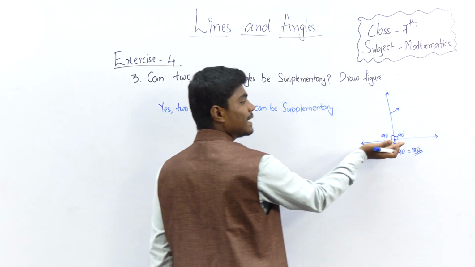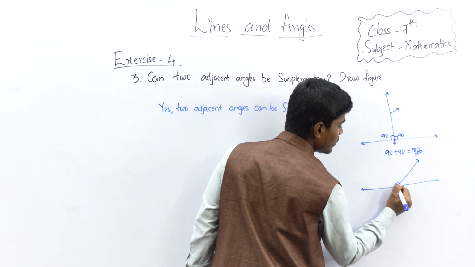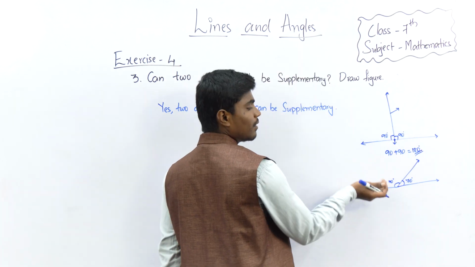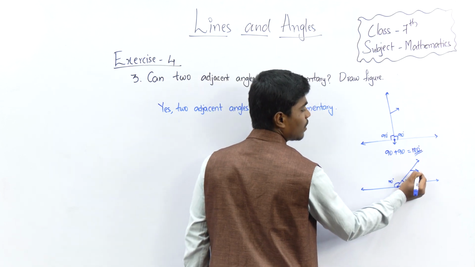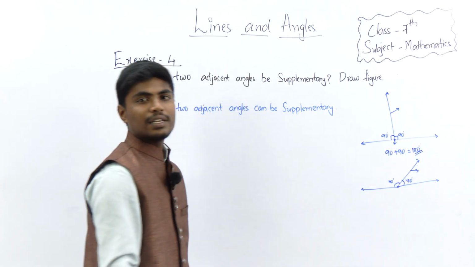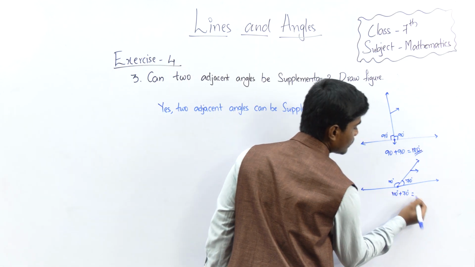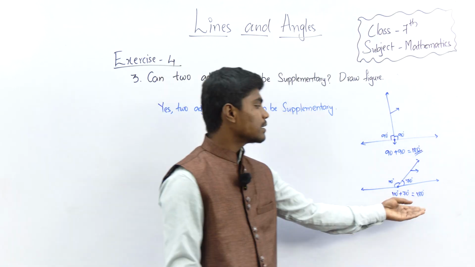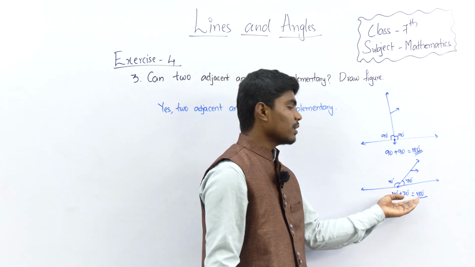Not only these two angles, let's take another pair, this is 110 degrees and this is 70 degrees. Here these two angles have a common vertex and a common arm. These two angles are adjacent angles, and the sum of the angles, 110 plus 70, is 180 degrees. The sum is 180 degrees, so these two angles are supplementary.